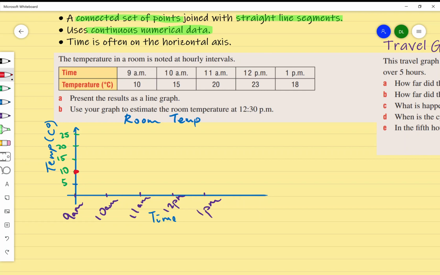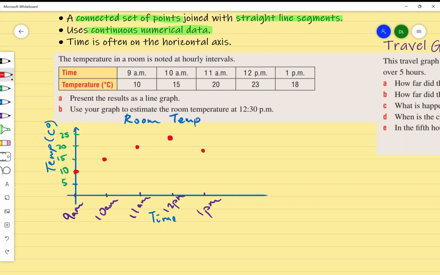Up next, we have 10 a.m., which was 15 degrees. So I'm going to go 10 a.m. up to 15 degrees, which gives me a point right about there. So it should line up with my 10 a.m. and also my 15 degrees there. Up next we have the point 11 a.m., which is 20 degrees. So that goes up to here. 12 p.m., which is 23 degrees, which is, let's say, about there. And finally, for 1 p.m., we've got 18, which is approximately there.